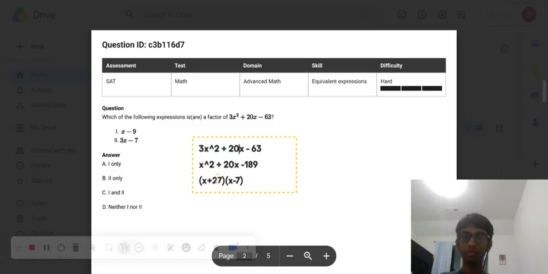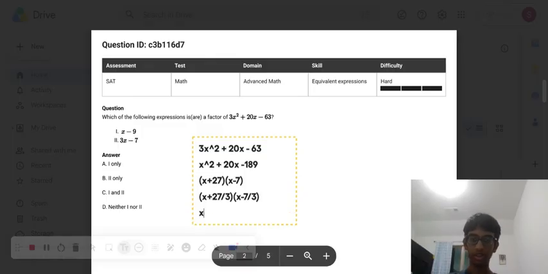So what we would need to do is divide our non-x term in our factors, which is the 27 and the negative 7, by our a, which is 3. So what we do is x plus 27 over 3 times x minus 7 over 3. So x plus 27 over 3 is simply x plus 9, right? And x minus 7 over 3, well, 7 over 3 cannot be simplified further in the way we're looking for in this problem.